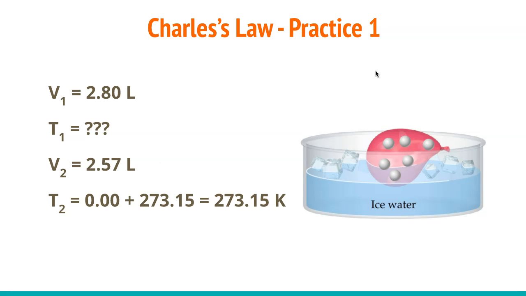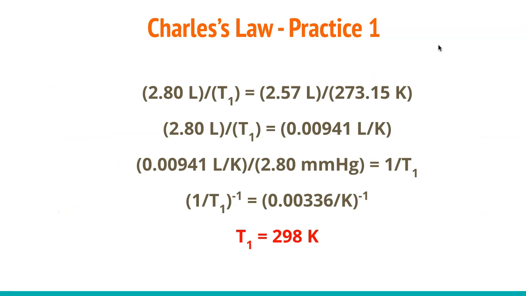Okay, now pause the video again and attempt to work through these by putting them into Charles' law and solving for T1. So, as usual, pause the video, unpause it, see if you were able to do it. Okay, so here we go. If we take a look, V1 was 2.80 liters, and T1 is what we'd like to solve for. And then we plug in V2 and T2 over on the other side. So first thing, let's go ahead and solve for the right-hand side of the equation because we already have all the units we need there, and we get 0.00941 liters per Kelvin.